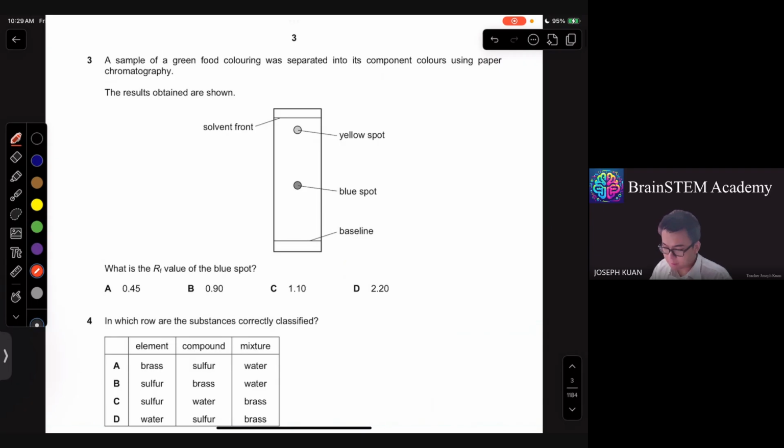Question 3. A sample of a green food coloring was separated into its component colors using paper chromatography. The results obtained are shown. What is the RF value of the blue spot? Now, RF stands for retention factor in chromatography. Use the formula of distance traveled by the solute over distance traveled by the solvent.